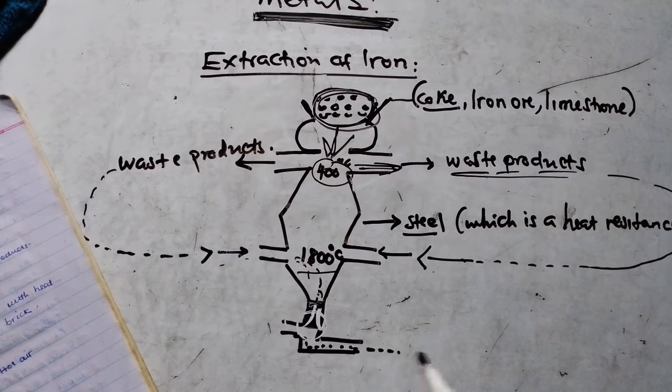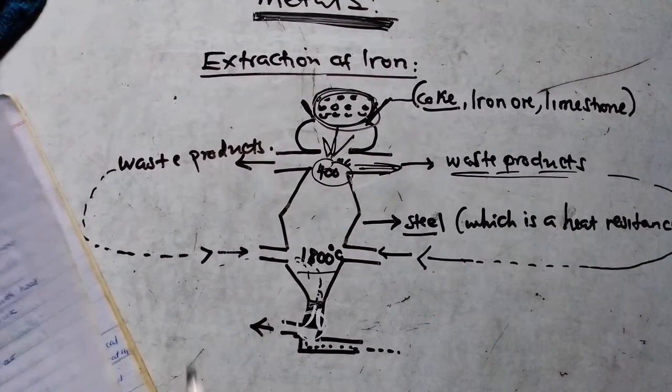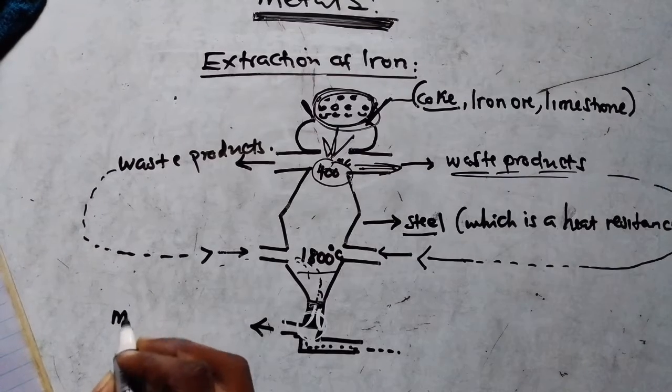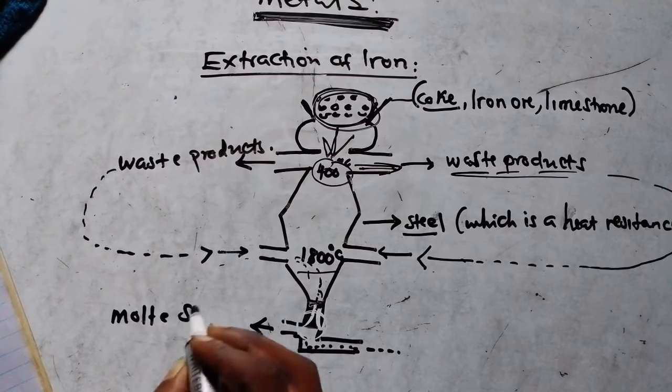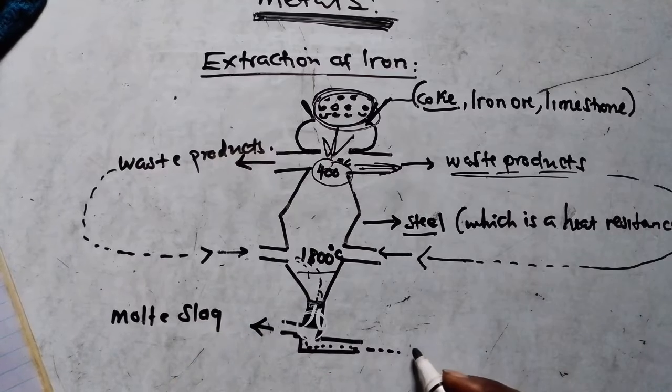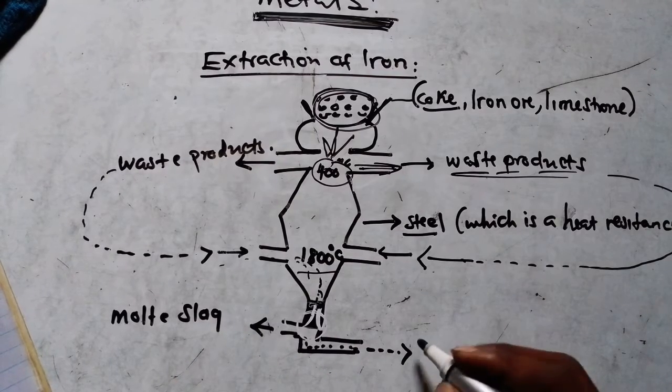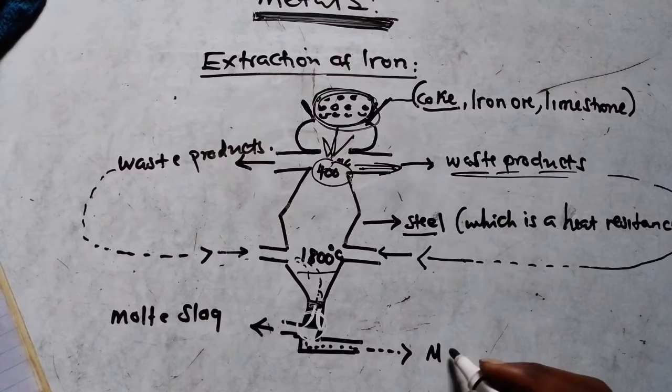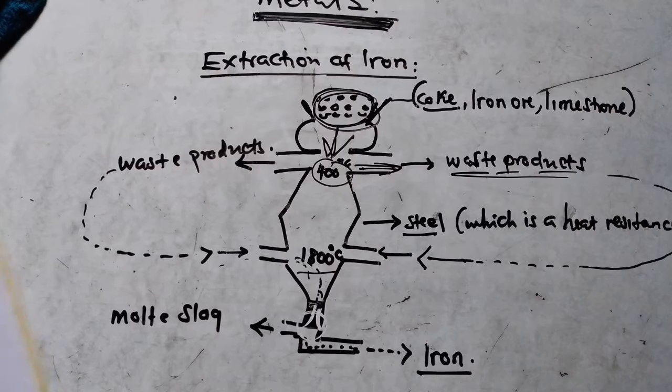Then here now, here is where the molten slag is coming out. Molten slag. Then here now, finally, we receive iron. So all this process which is being done here is how iron is being extracted using reduction method. Why reduction method? Because iron is less reactive metal.